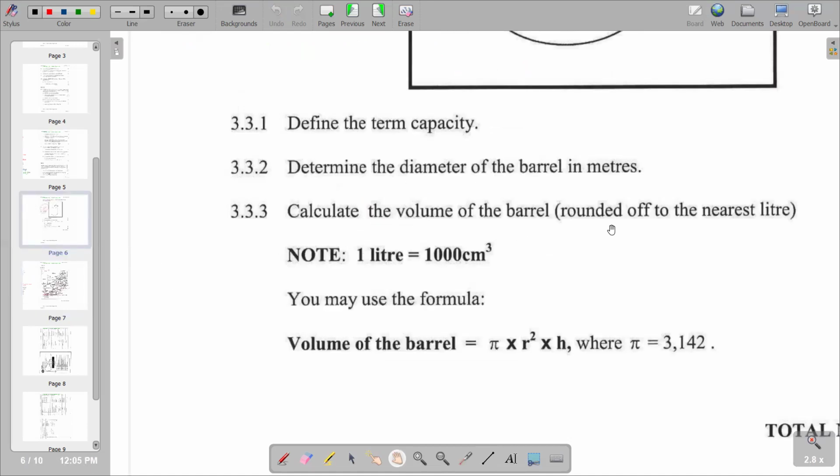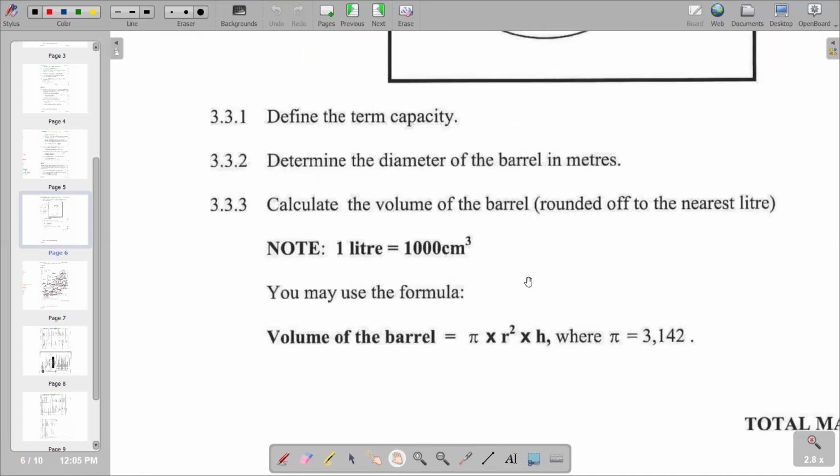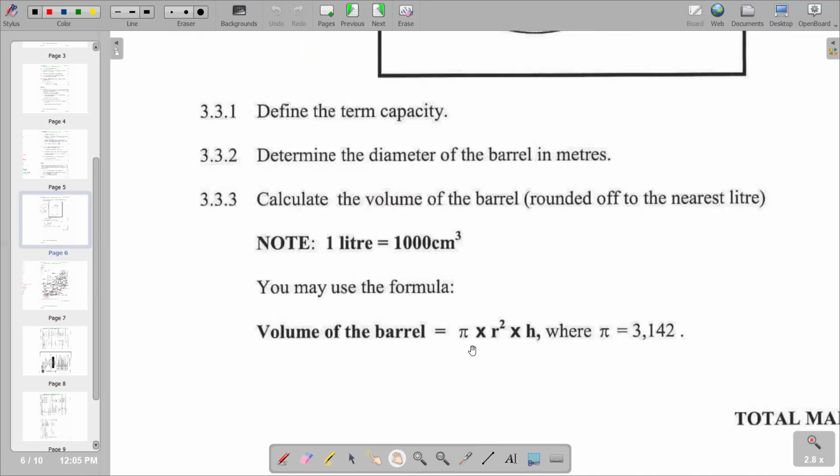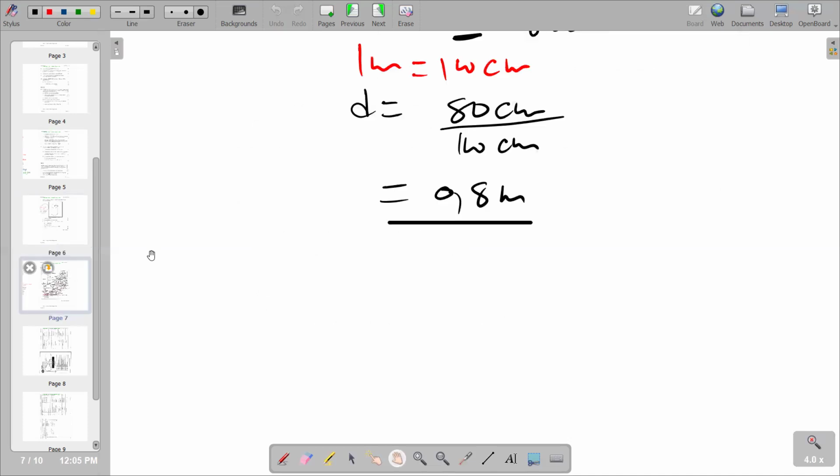Calculate the volume of the barrel, rounded off to the nearest liter. Note 1 liter is equal to 1,000 cubic centimeters. You may use the formula volume of the barrel equals pi times r squared times h, which is our height, where pi is equal to 3.142. So very important, we take down our formula first. Remember, we need to calculate the volume. So we take down our formula first, 3.3.3.